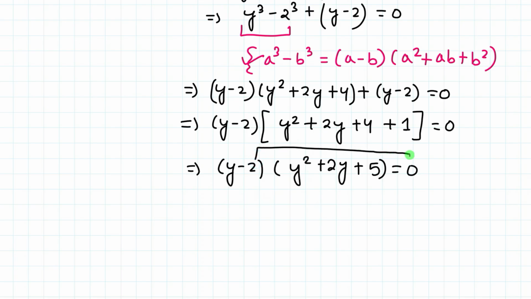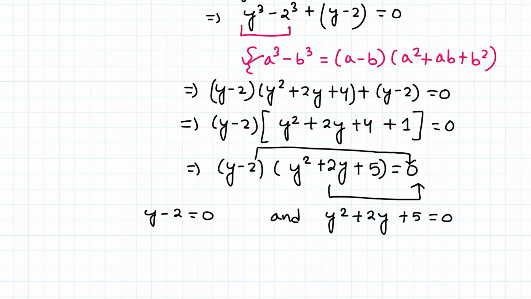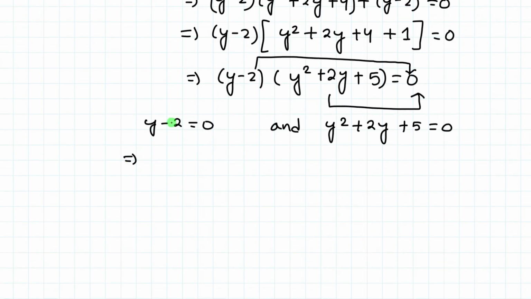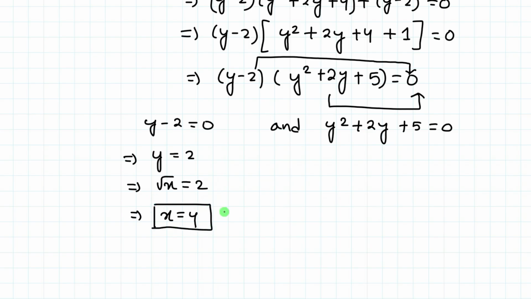Now we can equate y minus 2 with 0 and this quadratic equation with 0. So y minus 2 equals 0, and y square plus 2y plus 5 equals 0. Taking the minus 2 to the other side, we get y equals 2. As we assumed root x as y, I'll replace y with root x, so root x equals 2. Squaring both sides, we get x equals 4, which is one of the answers we already got in our first method. Now let's solve this quadratic equation.